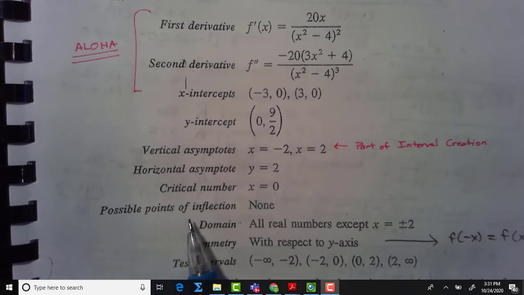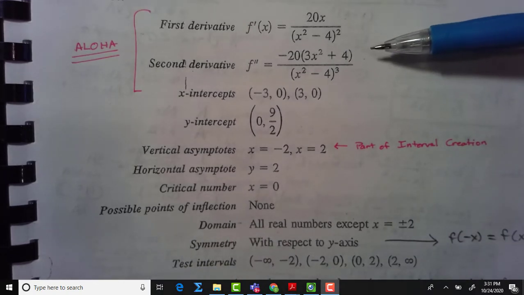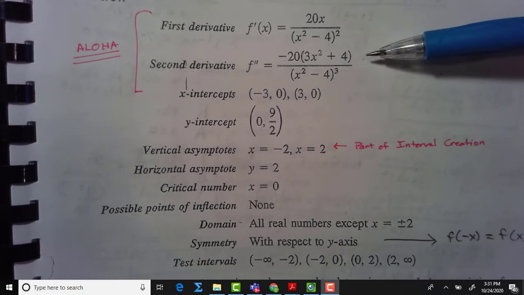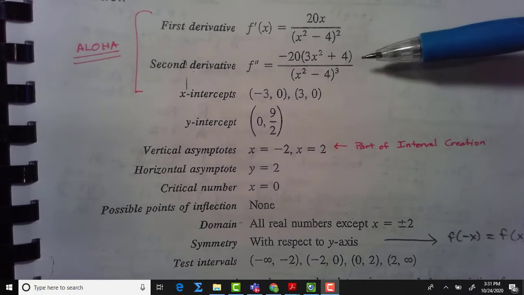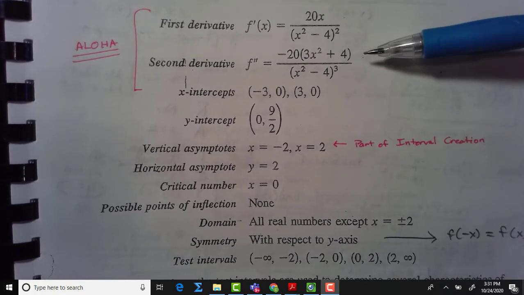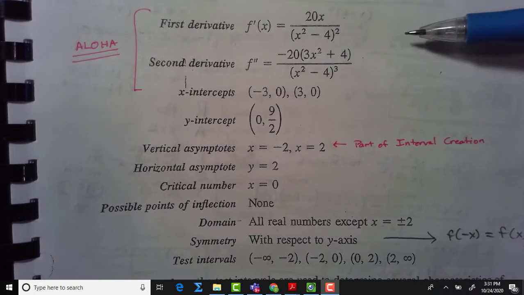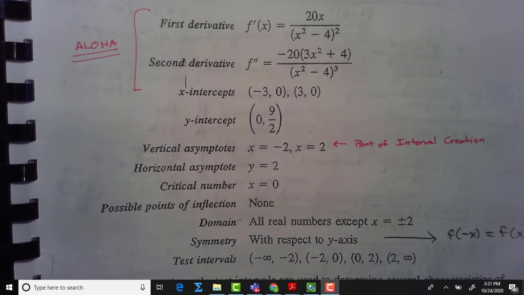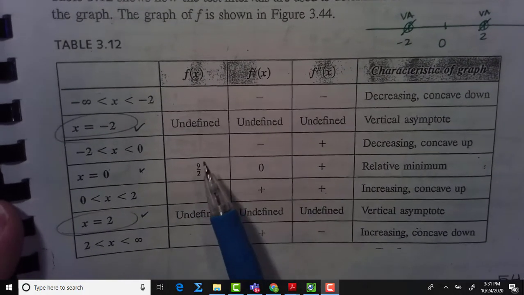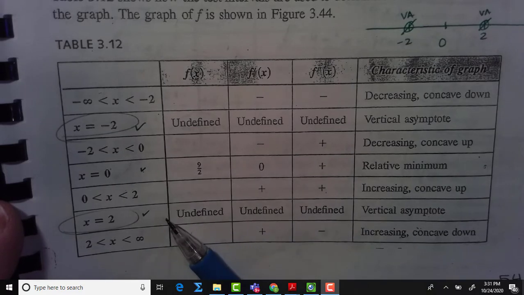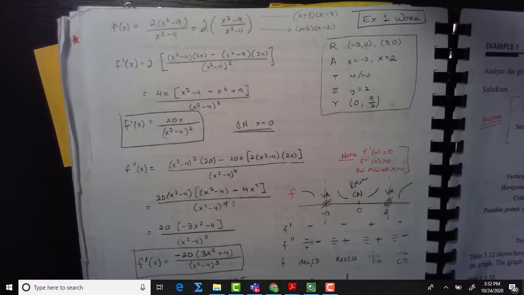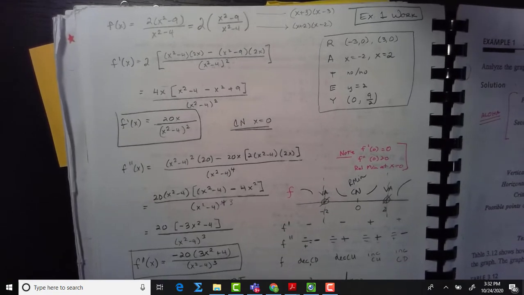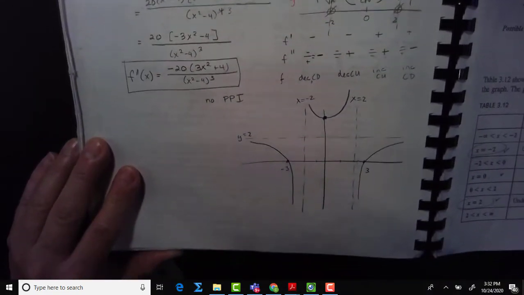Why are possible points of inflection none? Go back up to the second derivative. This derivative will never be 0. So since the derivative will never be 0, there cannot possibly be a point of inflection, because that will never happen, because we're squaring and then adding to it. Notice that here is our chart. It is also given for you in the textbook. And here is all of the work, including the graph.